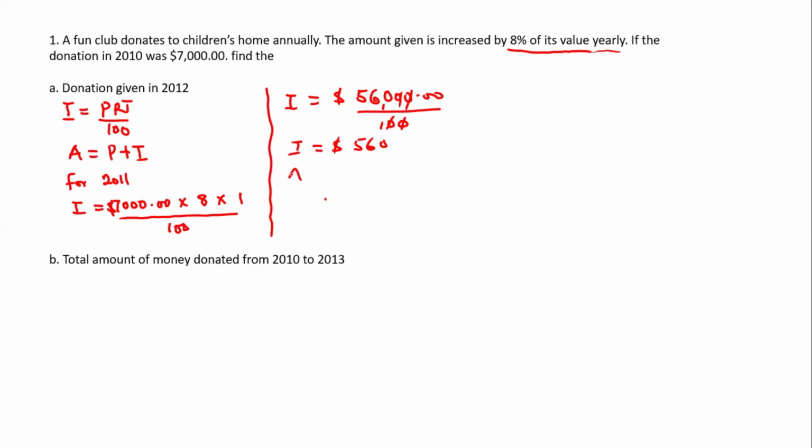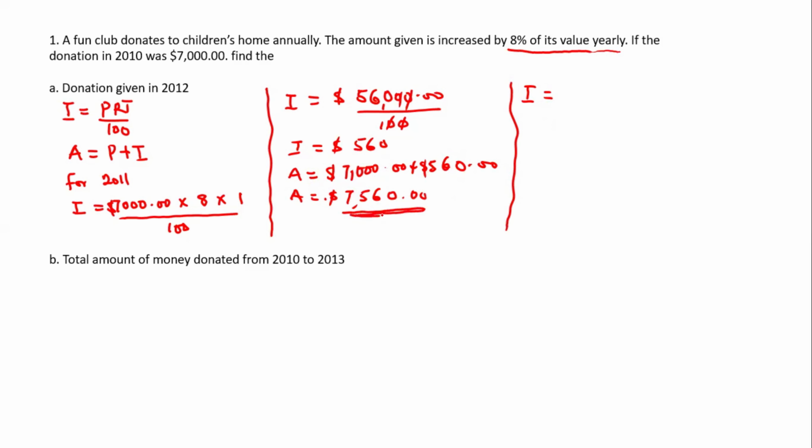So therefore, the amount gotten in 2011 will be $7,000 plus $560, and that gives you a total of $7,560. So this is the amount that was paid in 2011. But our question says 2012. So in 2012, the interest will be, again, remember PRT over 100. Now, our new principal is $7,560.